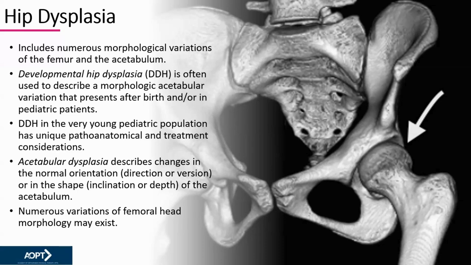Shown in this image, an actual patient, is a patient with acetabular dysplasia. It's actually a preoperative CT. And what you can see here is the femoral head is notably uncovered in the front due to an anteriorly oriented or an inverted acetabular socket.